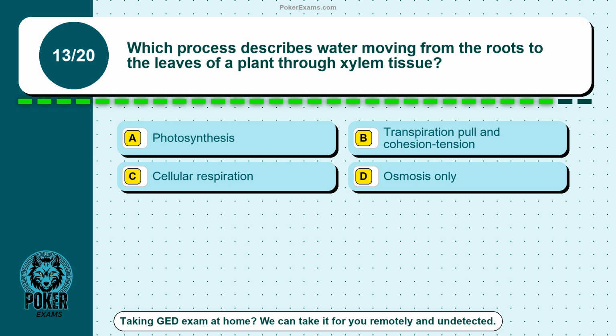Question 13. Which process describes water moving from the roots to the leaves of a plant through xylem tissue? Option A, photosynthesis. Option B, transpiration pull and cohesion tension. Option C, cellular respiration. Option D, osmosis only.